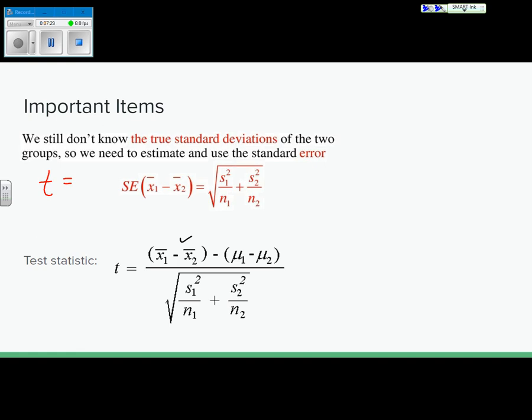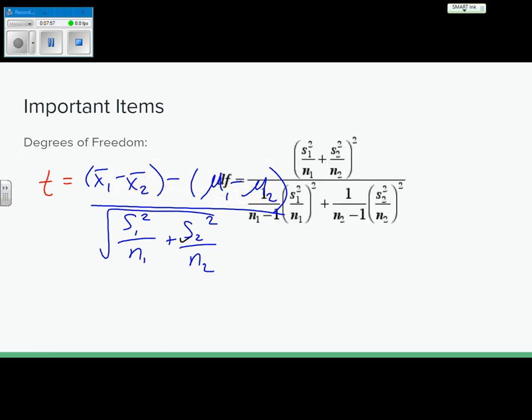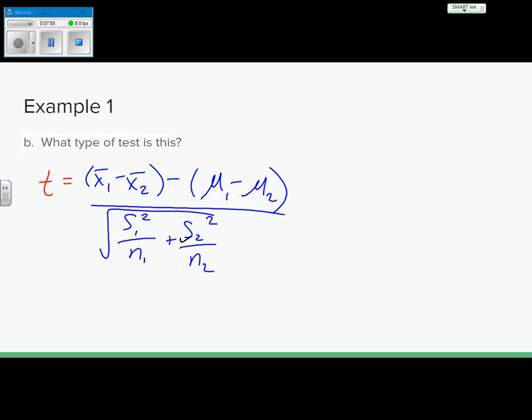That might help. So let's just say x1 bar minus x2 bar, minus mu1 minus mu2. That's what I would expect it to be if I subtracted them. I'm going to call that 1 or 0 here in a minute. Then I have s1 squared over n1 plus s2 squared over n2, and take the square root of all that. So let's go back and make sense of this.